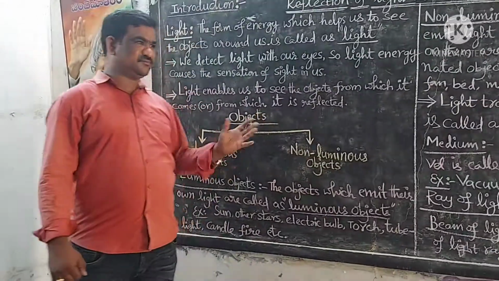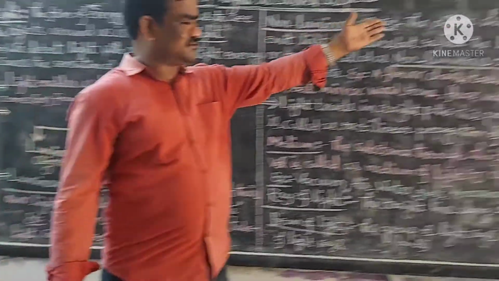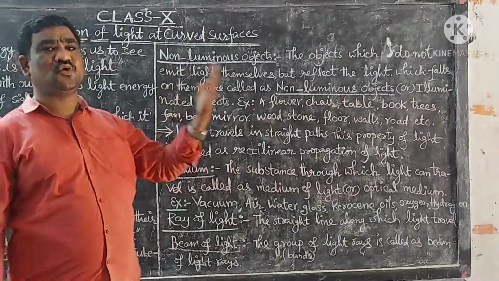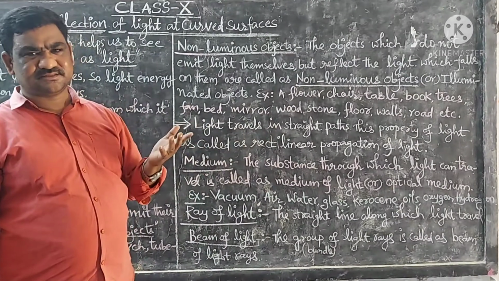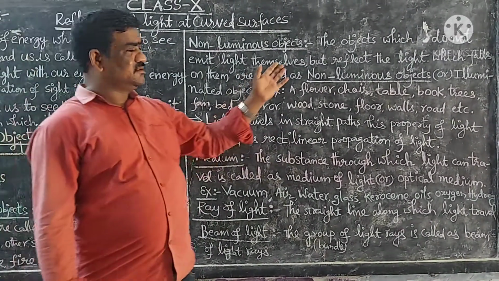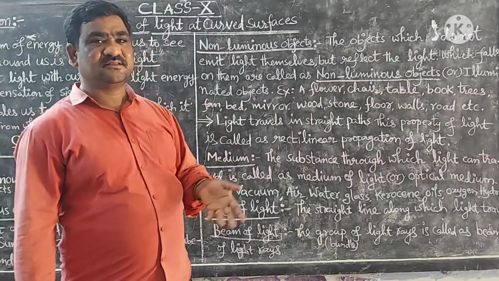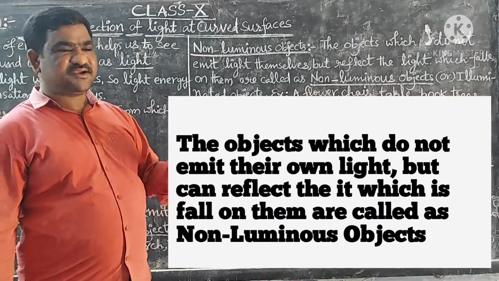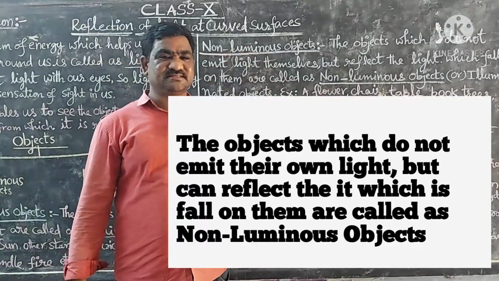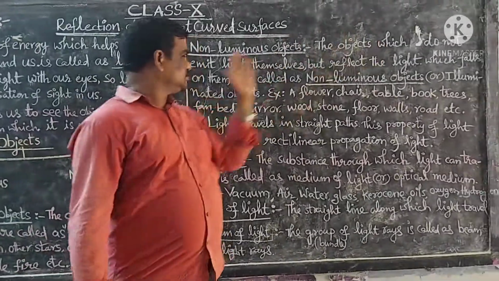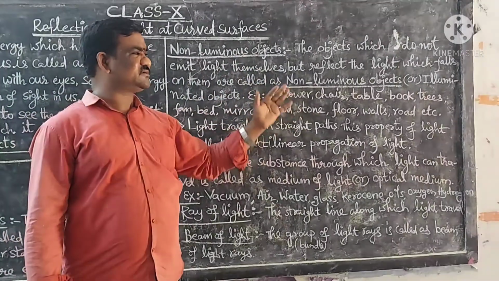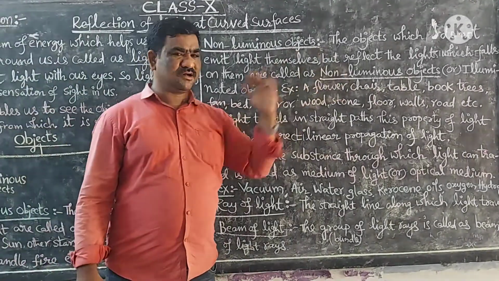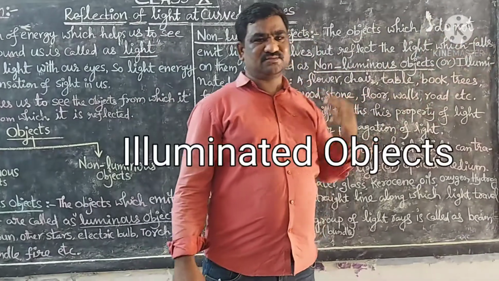Another type of objects are non-luminous objects. The objects which do not emit their own light are called non-luminous objects. That means they do not emit their own light, but they can reflect the light which is falling on them. So the objects which do not emit light themselves but reflect the light which is falling on them are called non-luminous objects or illuminated objects.